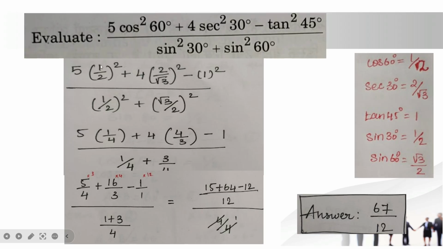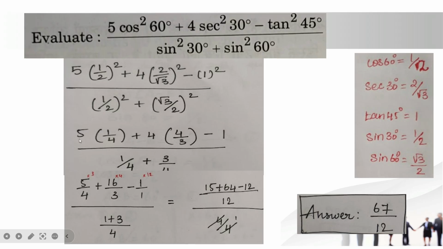So you just square the values and write them first. Now you could see 1 by 2 the whole square. 1 square is 1, 2 square is 4. So 5 into 1 by 4. Here 2 square is 4, root 3 square is 3. So 4 into 4 by 3. 1 square is 1, you write as it is. Here 1 square is 1, 2 square is 4. So 1 by 4 plus here root 3 square is 3, 2 square is 4. So 3 by 4.